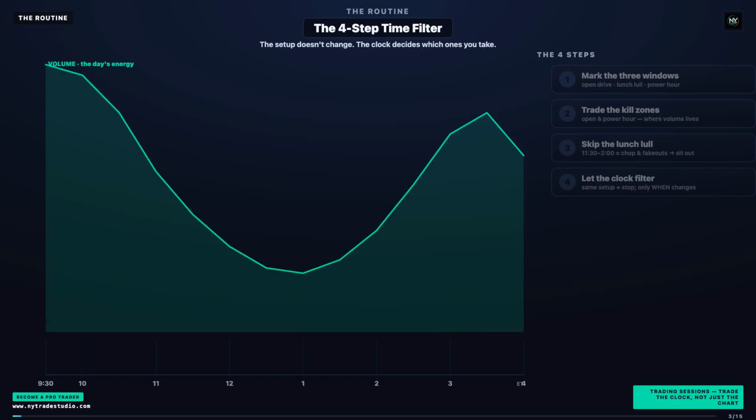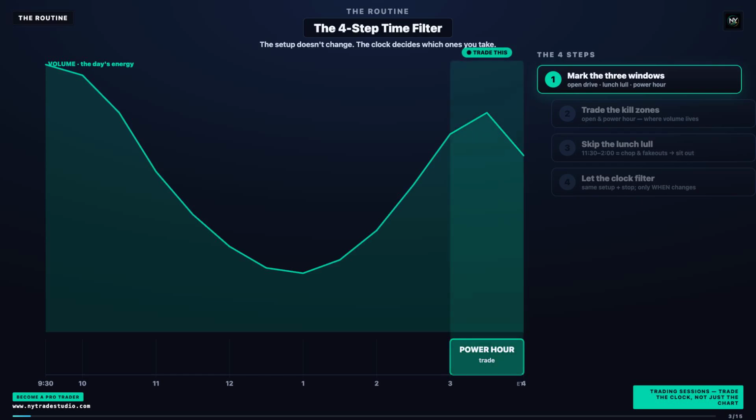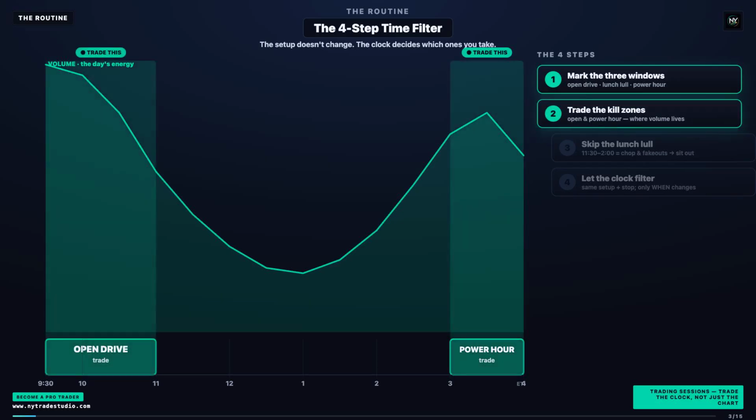Step 1. Mark the 3 windows. On every chart, block out the open drive from 9:30 to 11, the lunch lull from 11:30 to 2, and the power hour from 3 to 4. That map is the whole game. Step 2. Trade the kill zones. You only hunt for setups in the open drive and the power hour, the green windows, because that is when real volume is in the market and moves actually trend instead of fake out.